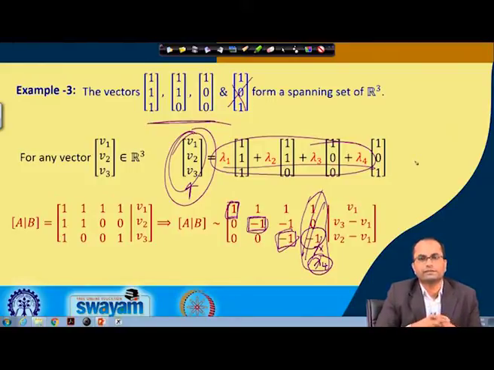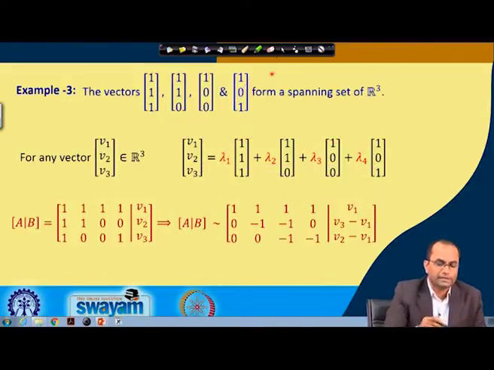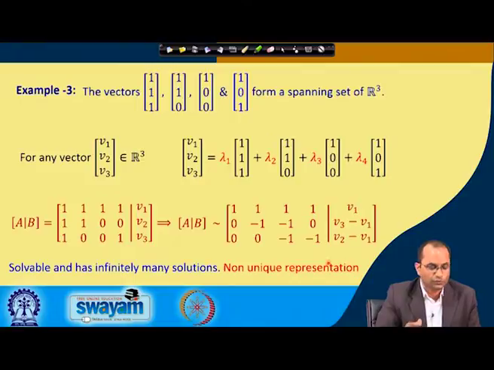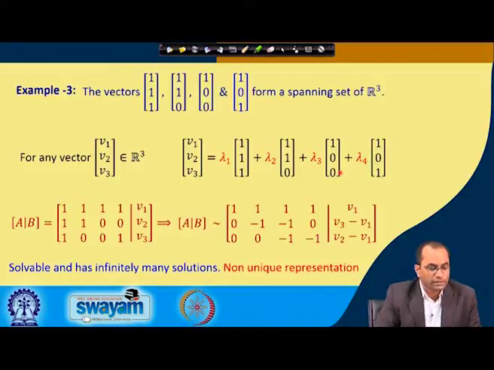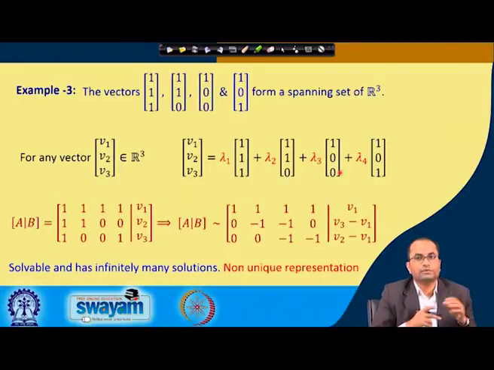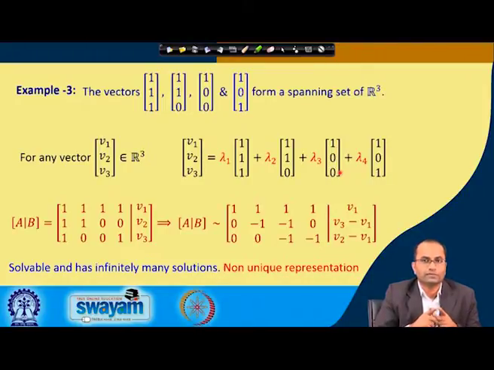The only difference from the earlier example to this example is that we have a non-unique representation, that we have to choose lambda 4 and then compute lambda 1, lambda 2, lambda 3. We have basically infinitely many solutions now. So, this is a non-unique representation. In the first two examples, we have a unique representation. So, that was the difference here, and now in this case we have a non-unique representation.